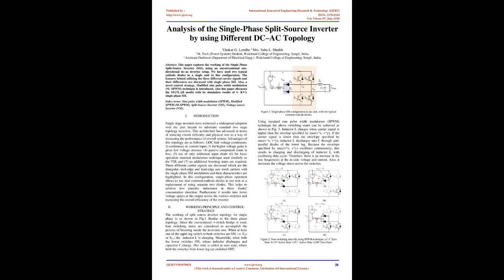Advantages of this topology are as follows: 1. DC link voltage continuous. 2. Continuous DC current input. 3. For higher voltage gains it gives low voltage stresses. 4. Passive component count is less. 5. Use of only additional input diode. 6. For basic operation, standard modulation technique is used similarly as the VSI. And 7. No additional boosting states are required.